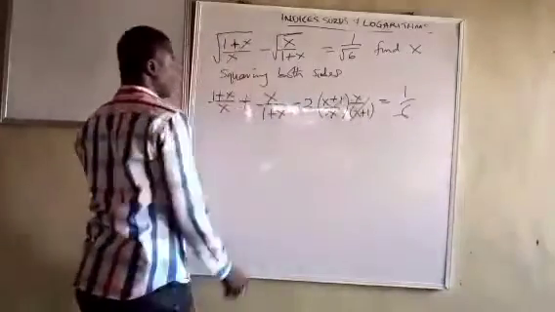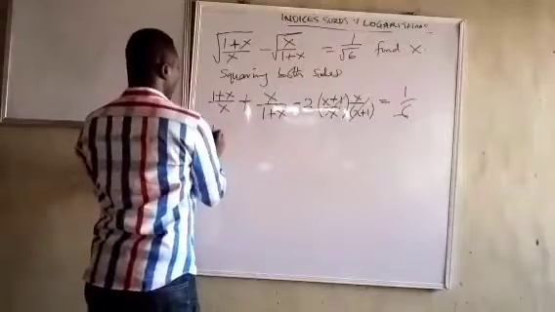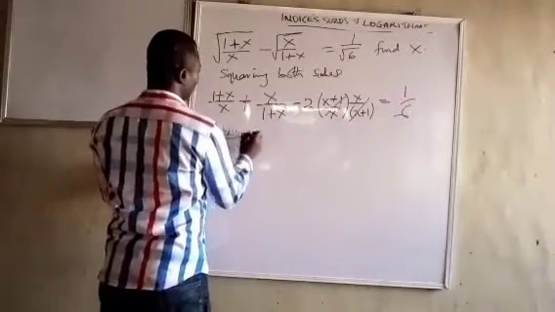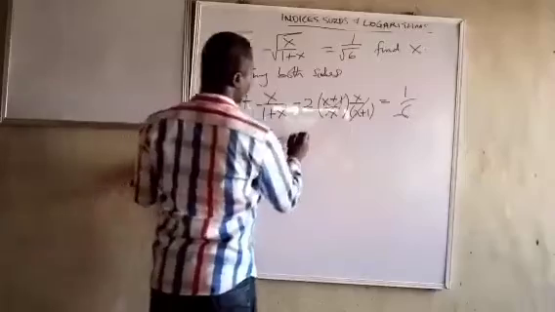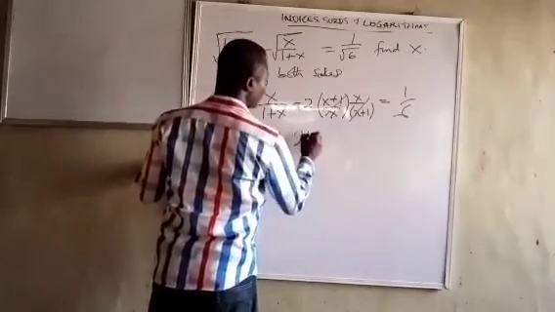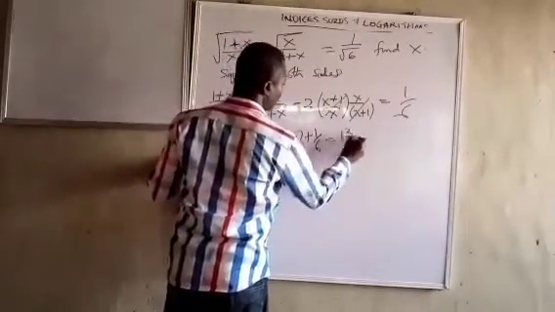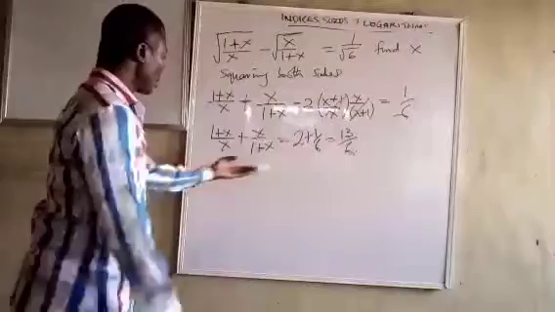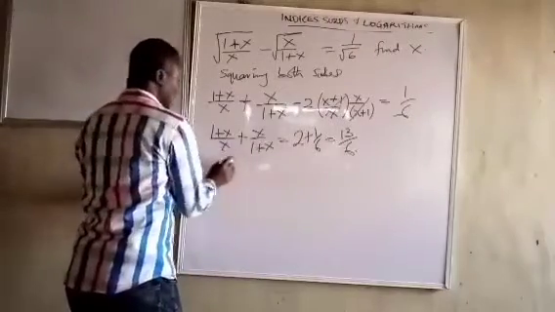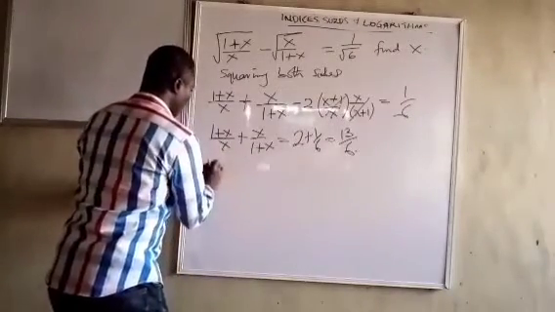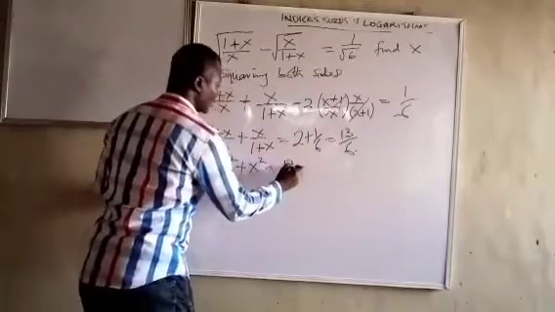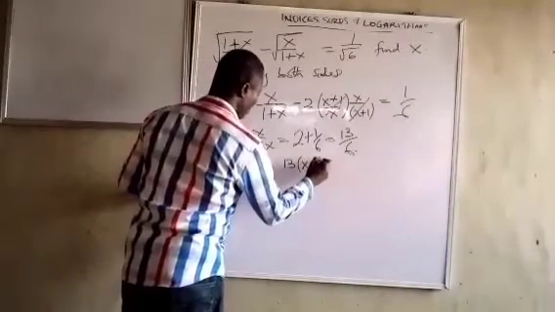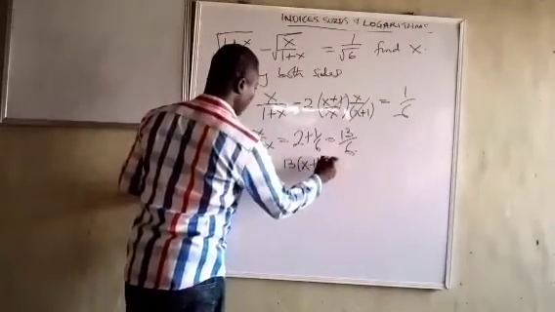Notice one we are cutting. Therefore, we have (1 plus x) over x plus x over (1 plus x) is equal to 2 plus 1 over 6, which is 13 over 6. Now, let's work this out. Multiplying through by the LCM, x into (1 plus x), we have (1 plus x) squared plus x squared is equal to 13 into (x plus 1) into x over 6.